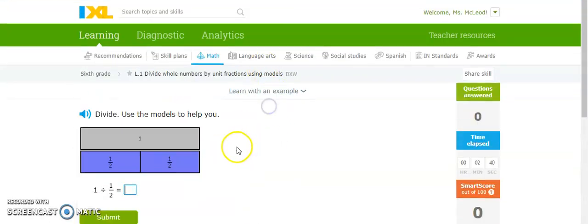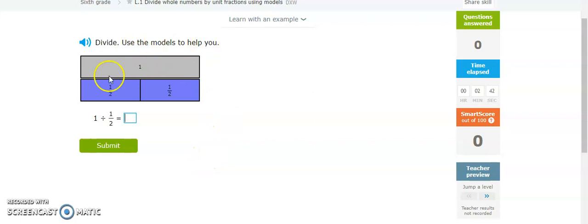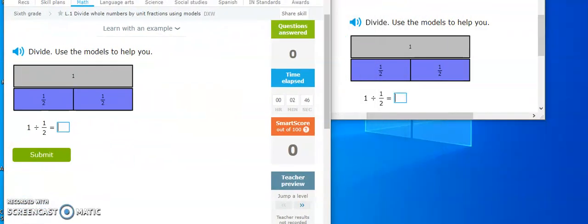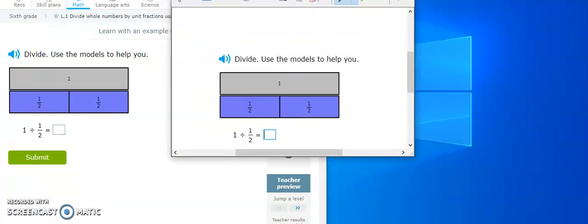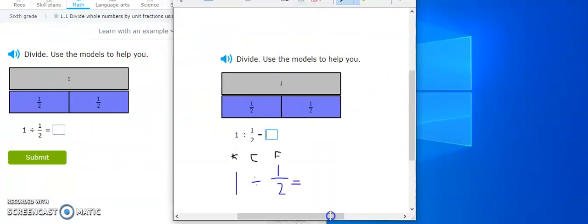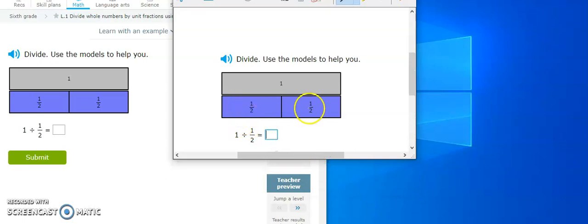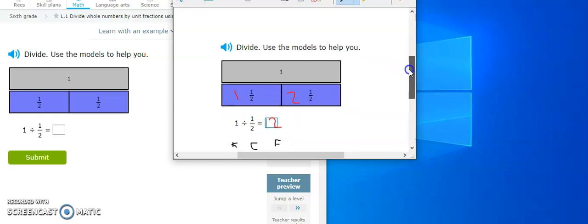So let's go back to the practice. I'm using this model. I have one whole piece. And looking at my model, I'm dividing it into halves. So I can see that I have 1/2 over here and I have a second half over here. So this answer is just 2, because 2 halves fit into one whole, right?